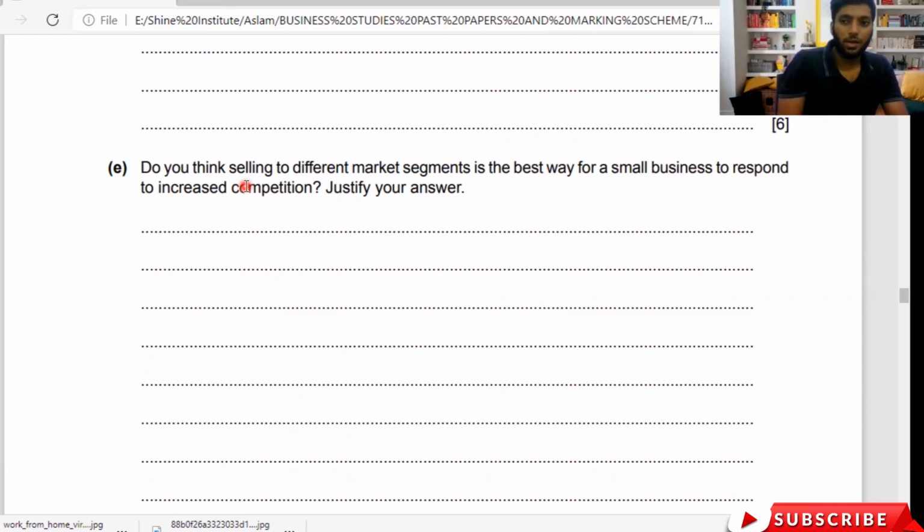So when they have asked a question like, do you think selling to different market segments is the best way for a small business to respond to increased competition? So if there's a lot of competition, is it the best way for a small business to respond, by selling to different market segments? So write the good part of selling to different market segments, then say what they can do when it comes to increased competition. How can a small business respond to increased competition, and give a final conclusion. Is it better to sell to a different market segment, or is it better to respond to the increased competition?